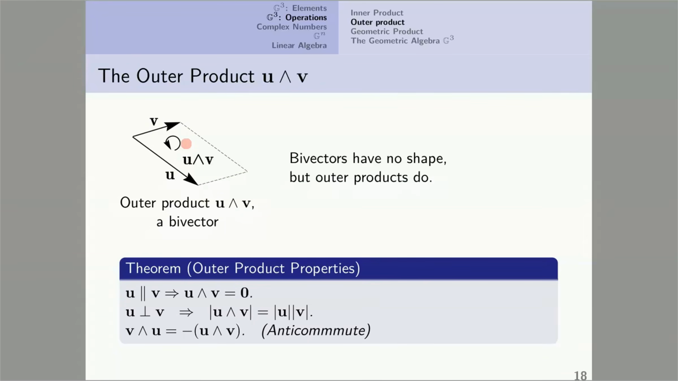And finally, the outer product anti-commutes. V outer U is the negative of U outer V. The parallelogram defined by V and U is the same as that of U outer V, and so the areas are the same. But for V outer U, for its orientation, I follow the direction of V around the parallelogram, giving a clockwise orientation.